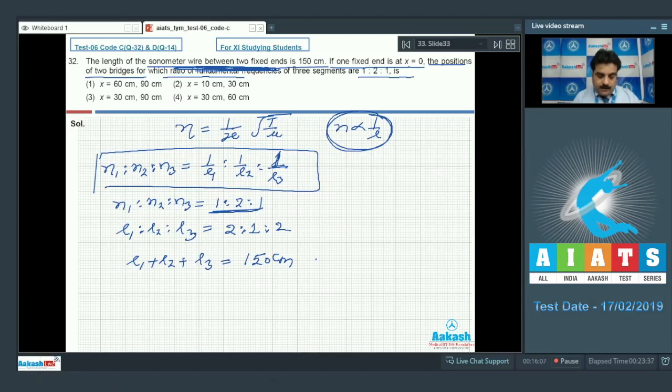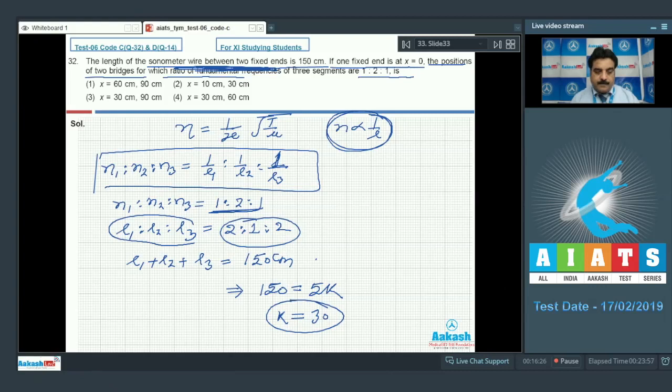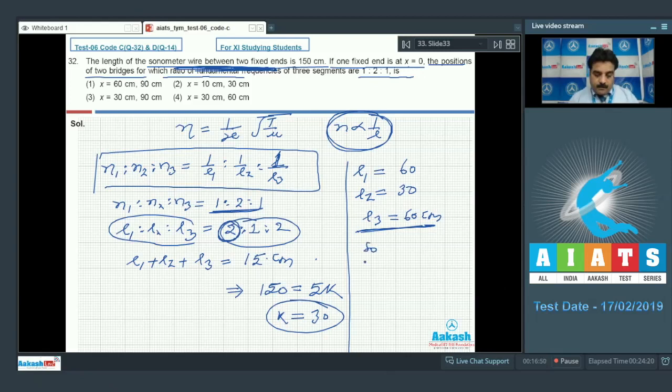So if I take the sum of these three, we can write 150 equals 5k, where k is the proportionality constant. So 5k is equal to 150, and I can say the value of k will be 30. Now I can find the values of L1, L2, L3. L1 will be 60 because the ratio is 2 times, L2 will be 30, and similarly L3 will be 60 centimeter according to the ratio given. I need x1 and x2 because there are two bridges. The first one is 60 centimeter, and because the total sum was 150, the second is 90 centimeter. So this is the discussion of this problem. For question number 32, option number 1 will be the right choice, x is 60 or 90.